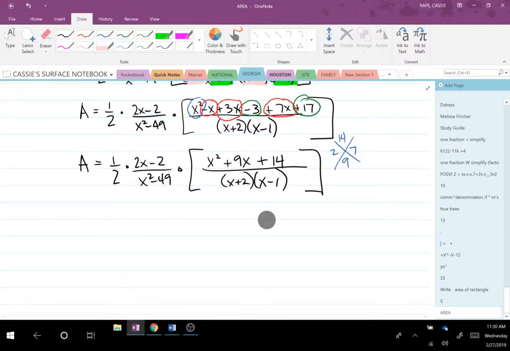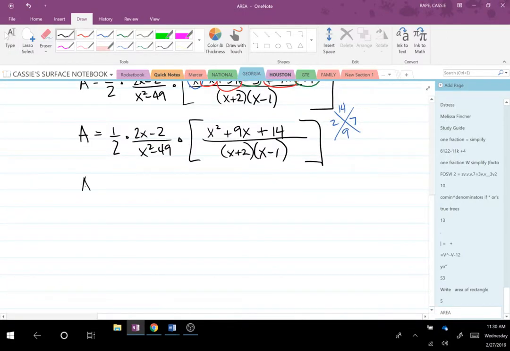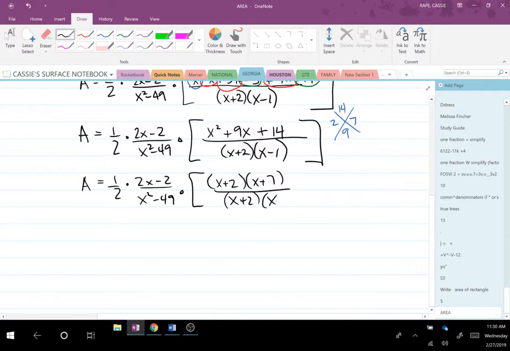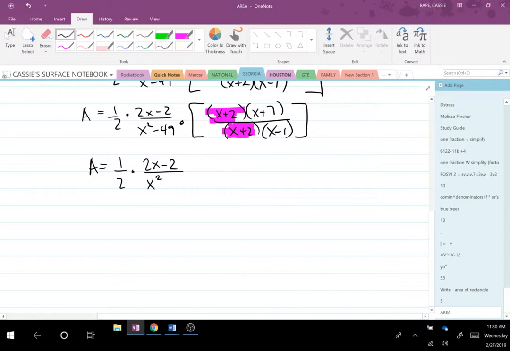So, moving back here, I'm going to rewrite area equals 1/2 times 2x minus 2 over x squared minus 49 times that factored to x plus 2, x plus 7 over x plus 2 times x minus 1. Okay. At this point, I am able to cancel those two x plus 2's. So what I've got now is area equals 1/2 times 2x minus 2 over x squared minus 49 times, and the only thing left here is x plus 7 over x minus 1.